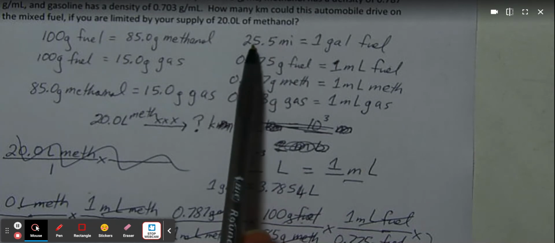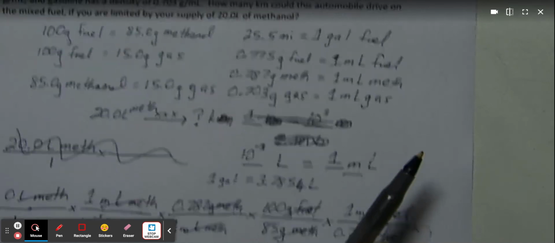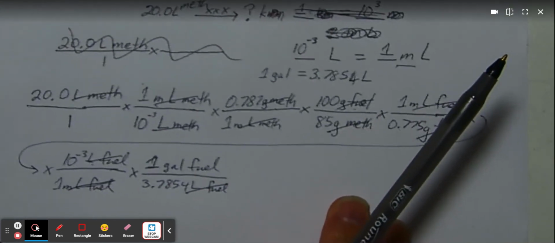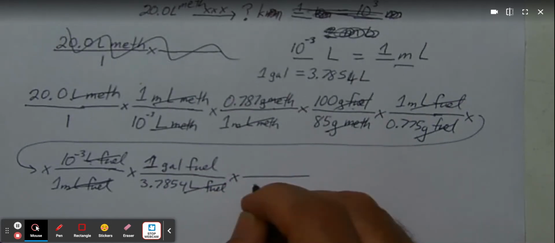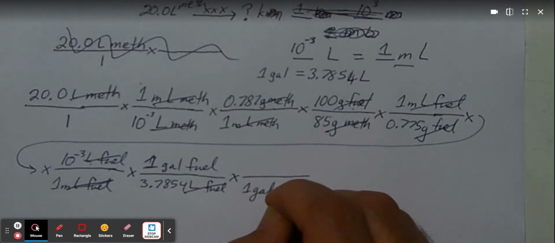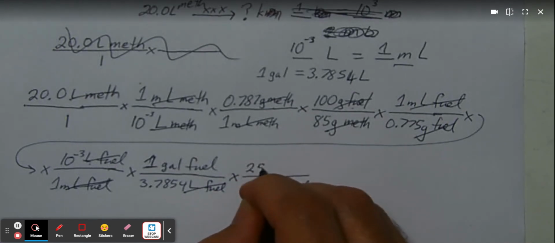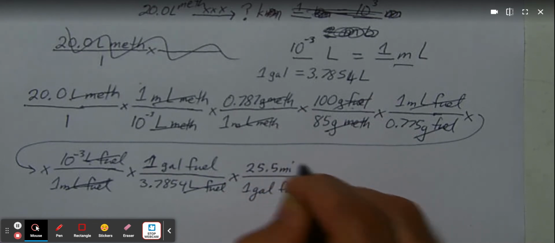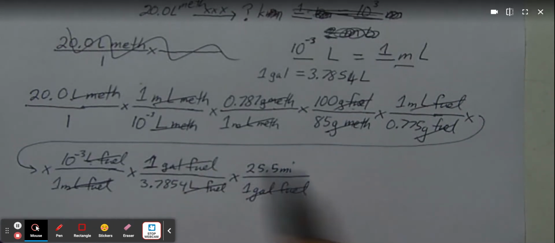I can use the 25.5 miles is equal to 1 gallon of fuel. So now I can use that as a conversion factor. So here we go. So 1 gallon of fuel is going to be equal to 25.5 miles traveled. So notice I have gallons of fuel on the bottom, and that's going to cancel out with gallons of fuel there on top. Now I have miles, but we don't want miles.